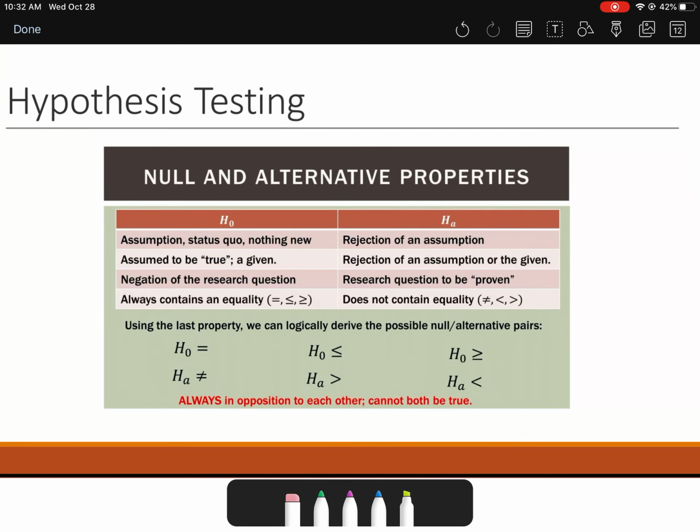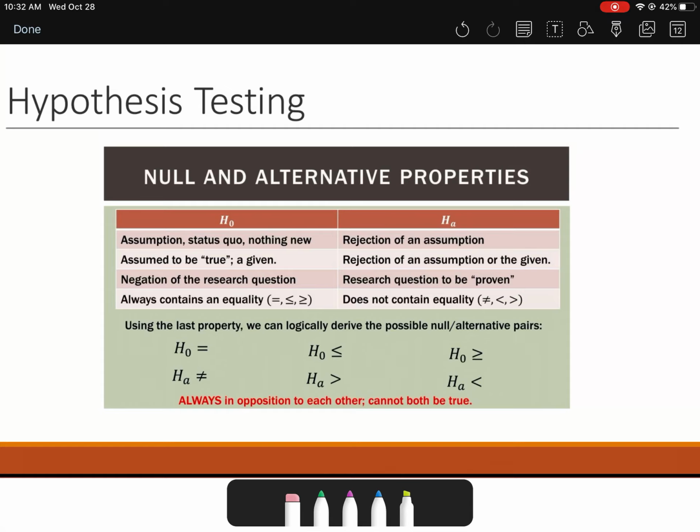Okay, so here's a nice little summary. Your null and alternative properties. H sub 0, remember that is your null, is the assumption, status quo, nothing new, accepted fact. It is assumed to be true. It's a given. Negation of the research question. Negation means opposite. And it always contains an equality: equals, less than or equal to, or greater than or equal to.